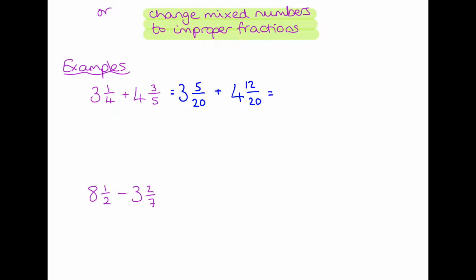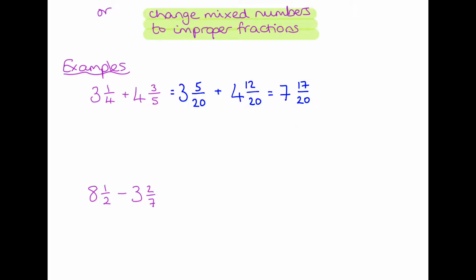So now we do what I'm talking about, doing the whole numbers first. So what we've got is 3 add 4 is 7. And 5 20ths add 12 20ths is 17 20ths. Okay, so all we do for this method is we leave the whole numbers as they are whilst we create equivalent fractions, and then we go straight to the answer.